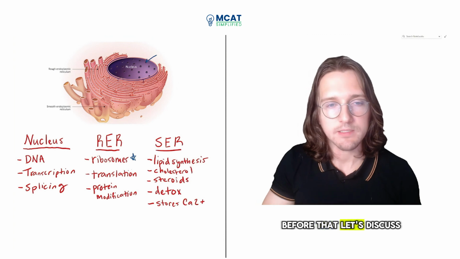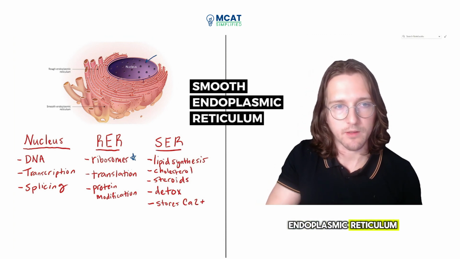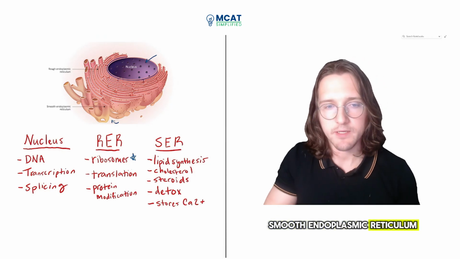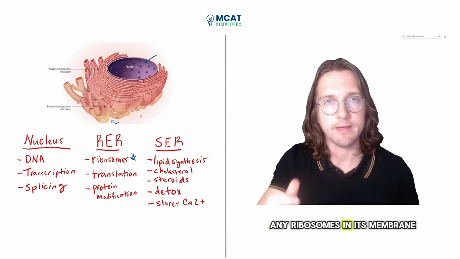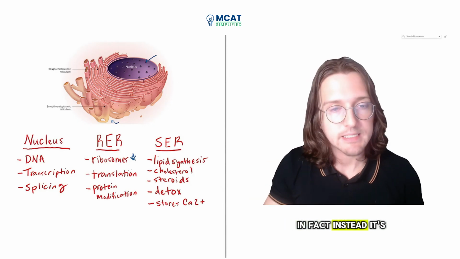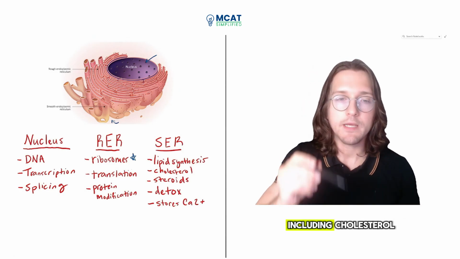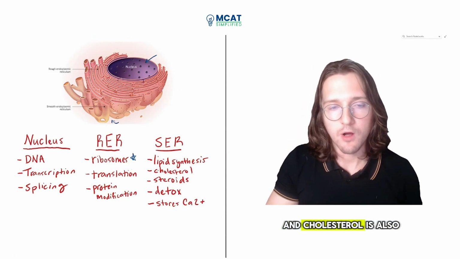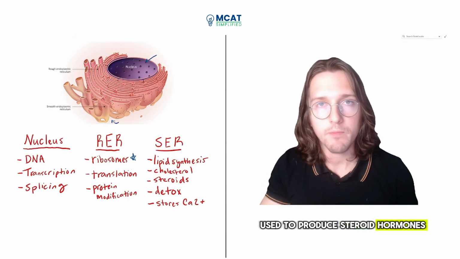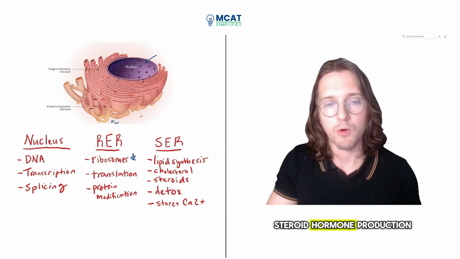But before that, let's discuss also the sister of the rough ER, which is the smooth endoplasmic reticulum. And it's called the smooth endoplasmic reticulum because it doesn't have any ribosomes in its membrane. And it doesn't have anything to do with protein synthesis at all, in fact. Instead, it's involved with lipid synthesis of different fats, including cholesterol. And cholesterol is also used to produce steroid hormones such as testosterone and cortisol, and so this is also the site of steroid hormone production.